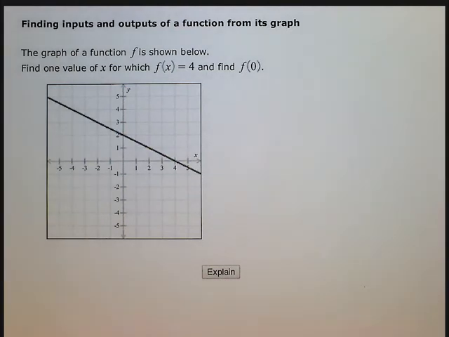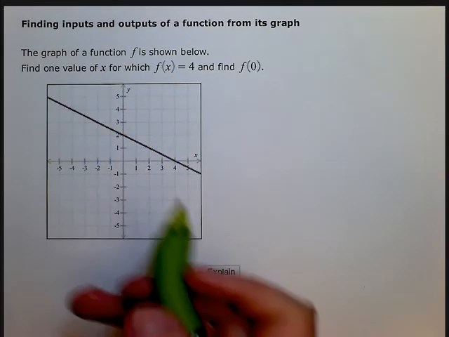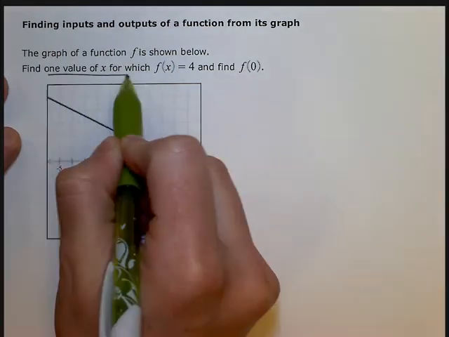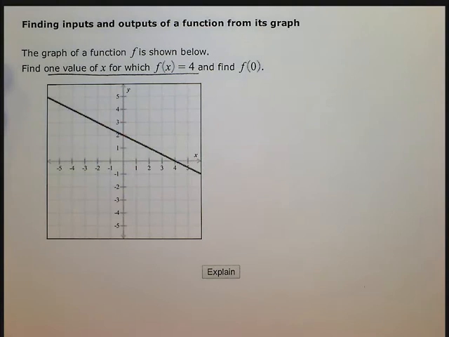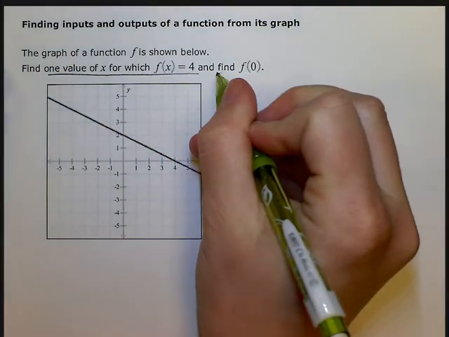Finding inputs and outputs of a function from its graph. The graph of a function f is shown below. Find one value of x for which f of x equals 4 and find f of 0. Okay, so again, this question is asking for two different things. We're finding one value of x for which f of x equals 4, and separately, we're finding f of 0.